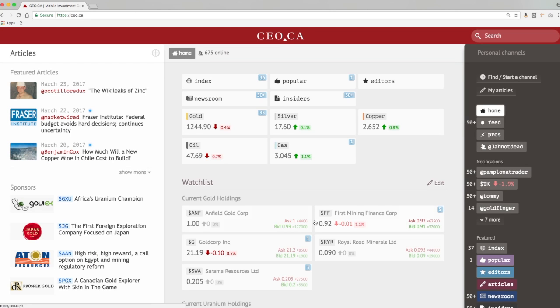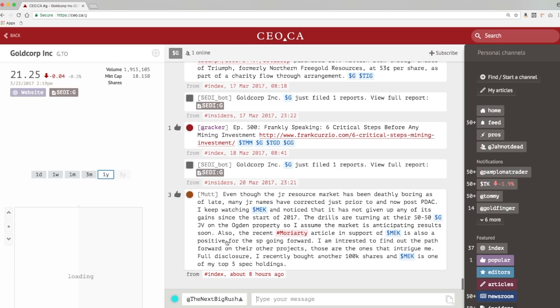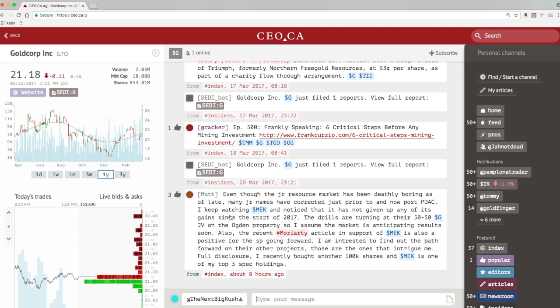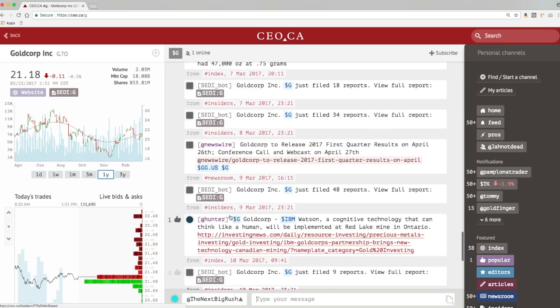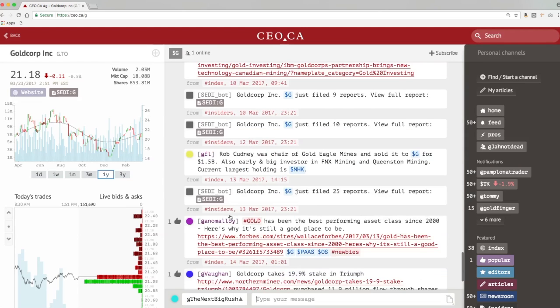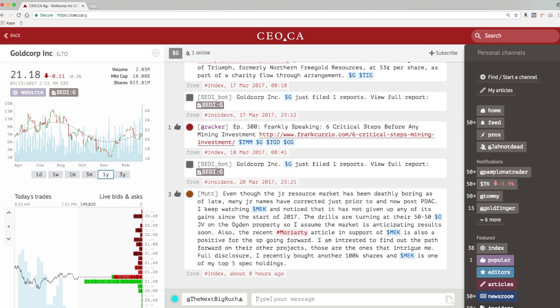Straight away, I can take a look at any of my stocks and see how much they're up or down on the day, what the ask is, what the bid is, and then I can also click on any particular stock and see what the chit chat is all about. So here you have anybody who is talking in the Gold Corp room. You can add your own opinion, your own take. I would write something here.